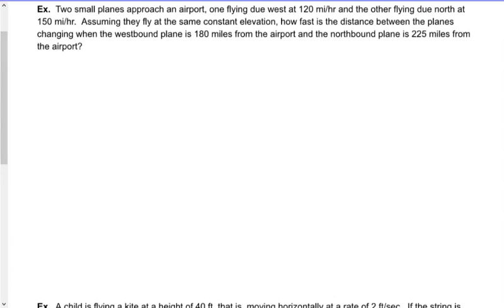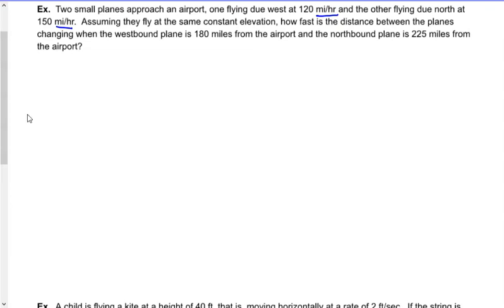Here we have 2 small planes that approach an airport, one flying due west at 120 miles per hour, aka our rate, and the other flying due north at 150 miles per hour, another unit of rates of change. Assuming that they fly at the same constant elevation, that means they're at the same height. That doesn't put in another dimension to our problem to make it a little bit more difficult, which is good. How fast is the distance between the planes changing when the westbound plane is 180 miles from the airport and the northbound plane is 225 miles from the airport?